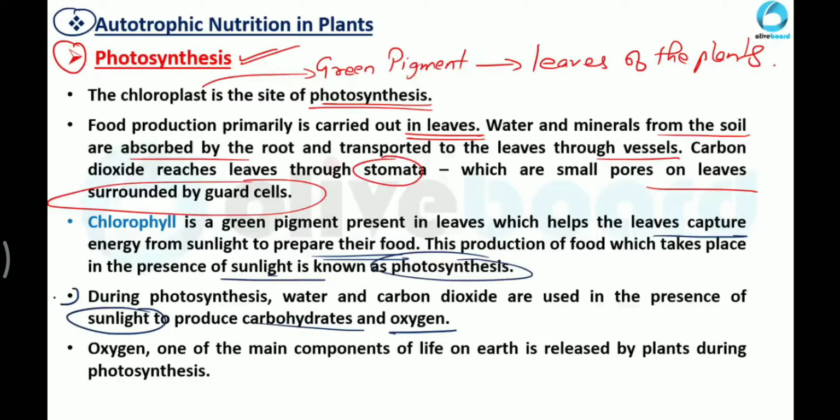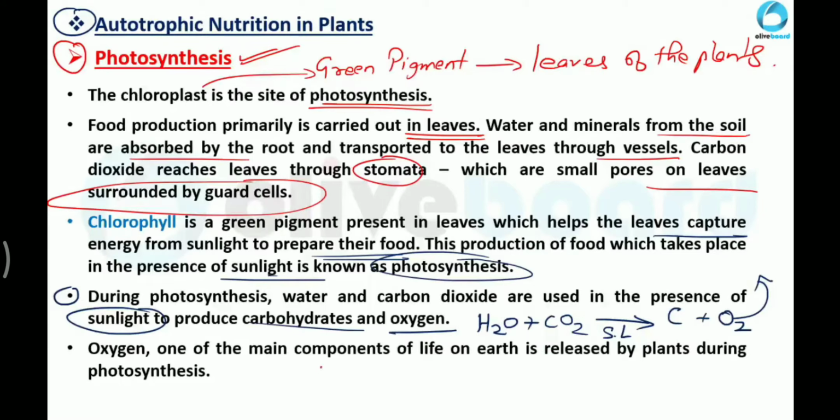So what is the photosynthesis reaction? Water, H2O, and carbon dioxide are used in the presence of sunlight, and they produce carbohydrates, which means glucose or fructose, that is sugars, plus oxygen. The plant releases this oxygen to the atmosphere, which we breathe. This process is known as the photosynthesis process.